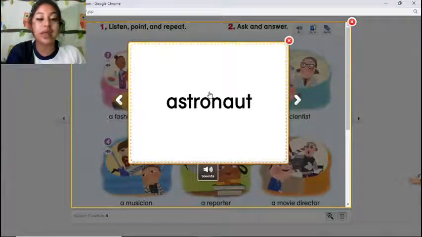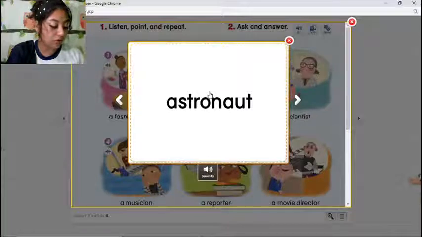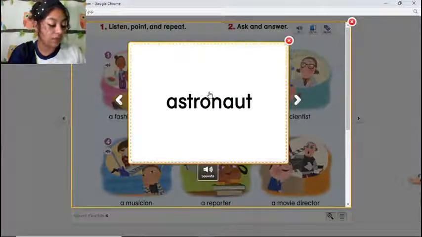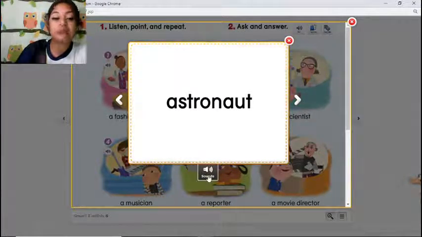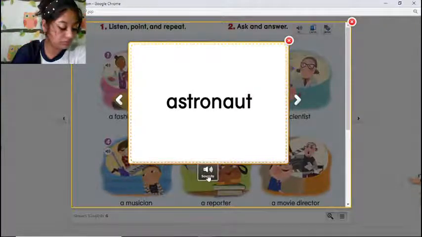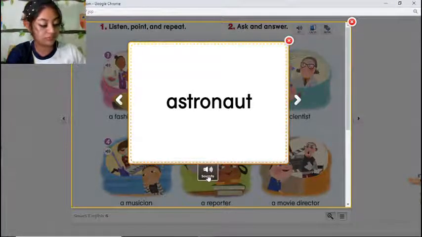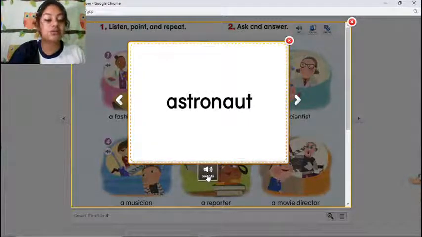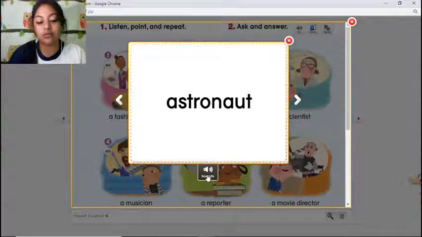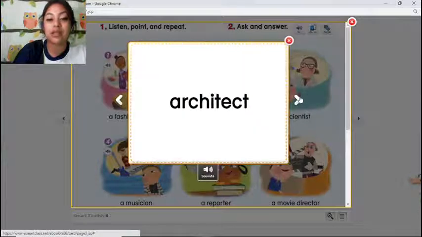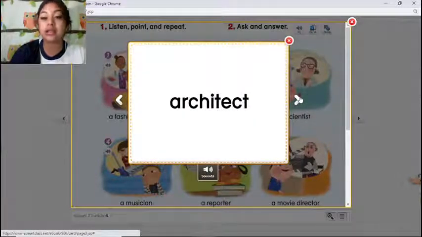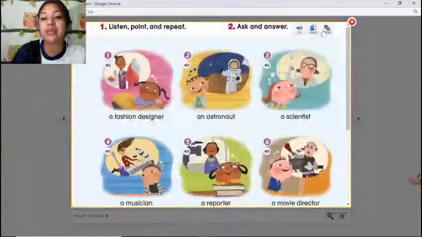He wants to be an astronaut. Él quiere ser un astronauta in the future, right? In Spanish, that's the meaning of he wants to be. How do you pronounce it? Let's go into listen. Astronaut. Astronaut. Okay, let's go into advance. And we already have architect.